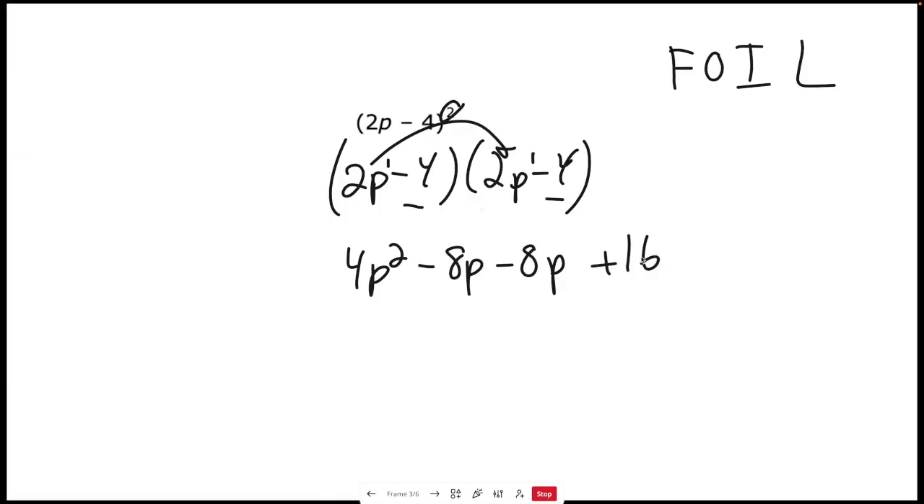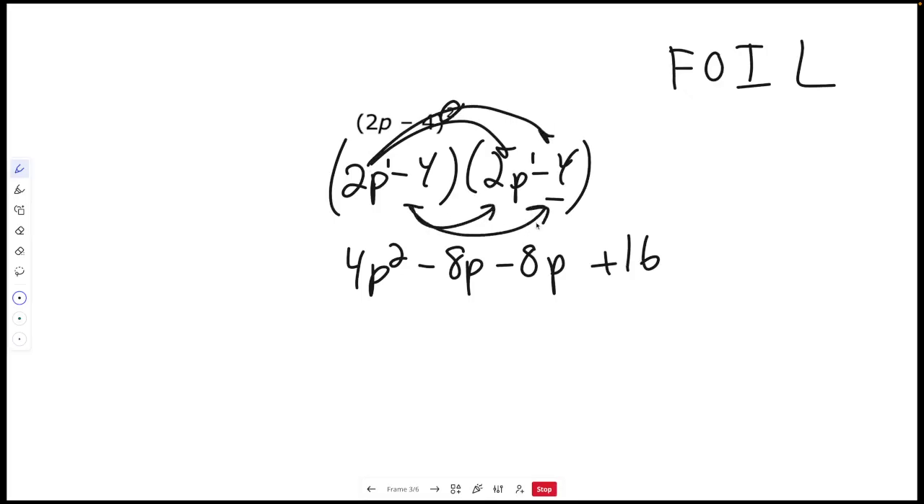A couple of other things to talk about here. If you were to draw lines for each of those, it would look something like this. I've had students call that the hurricane, right? If you can see a hurricane there. Really, people call it the FOIL, but all we're really doing is distributing, okay?